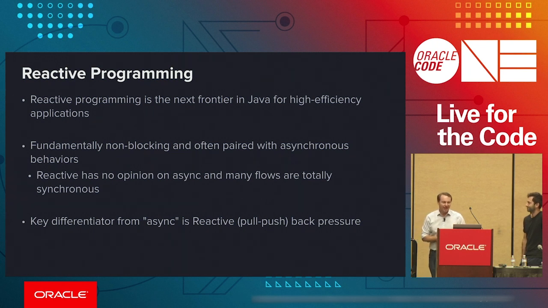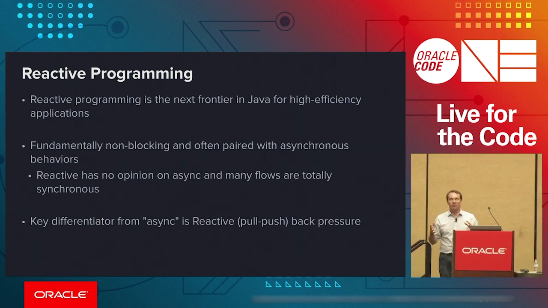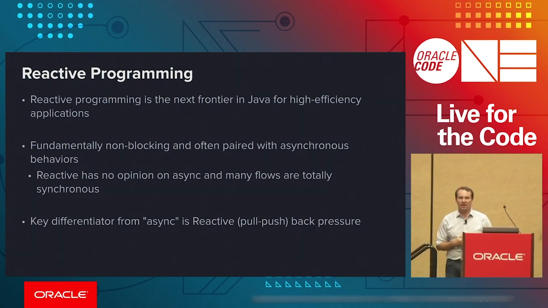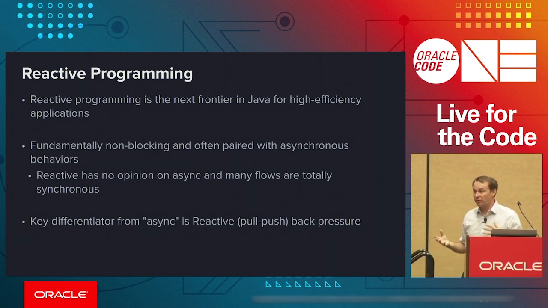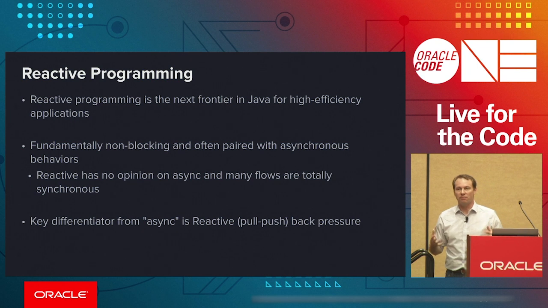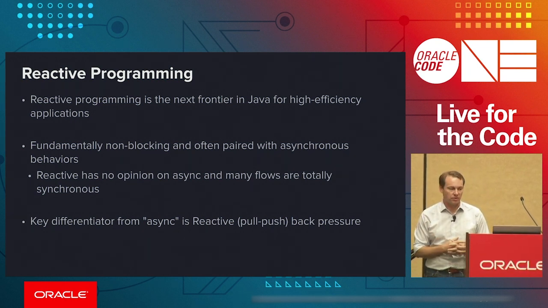Great. OK. So reactive programming is the next frontier for Java if you need to do high efficiency computing. And this is a big deal. When we talk about reactive programming, there's not necessarily an obvious performance benefit, but there is an effective performance benefit in the fact that a given application written reactively rather than imperatively generally is more efficient, which means you can have higher throughput with fewer resources.